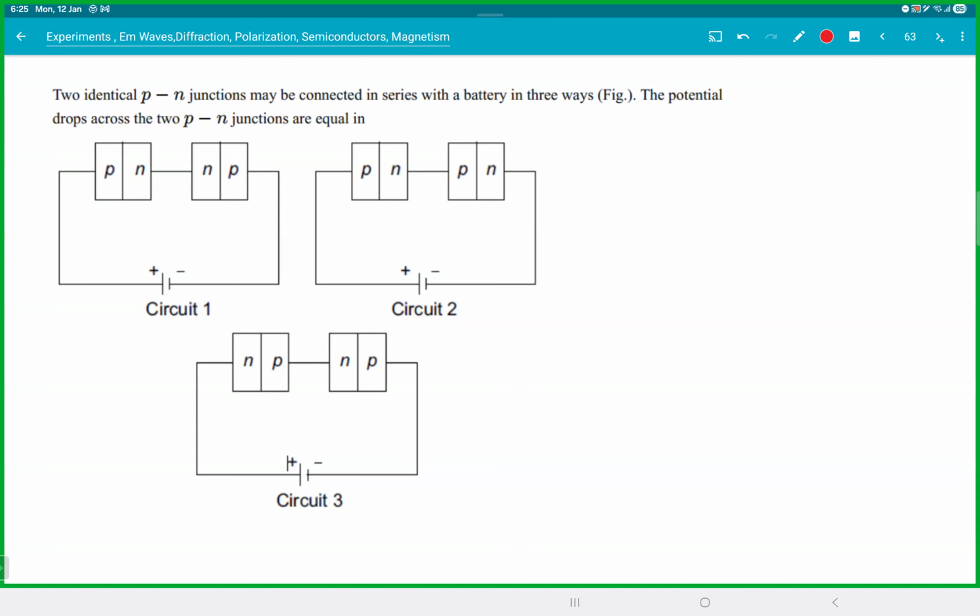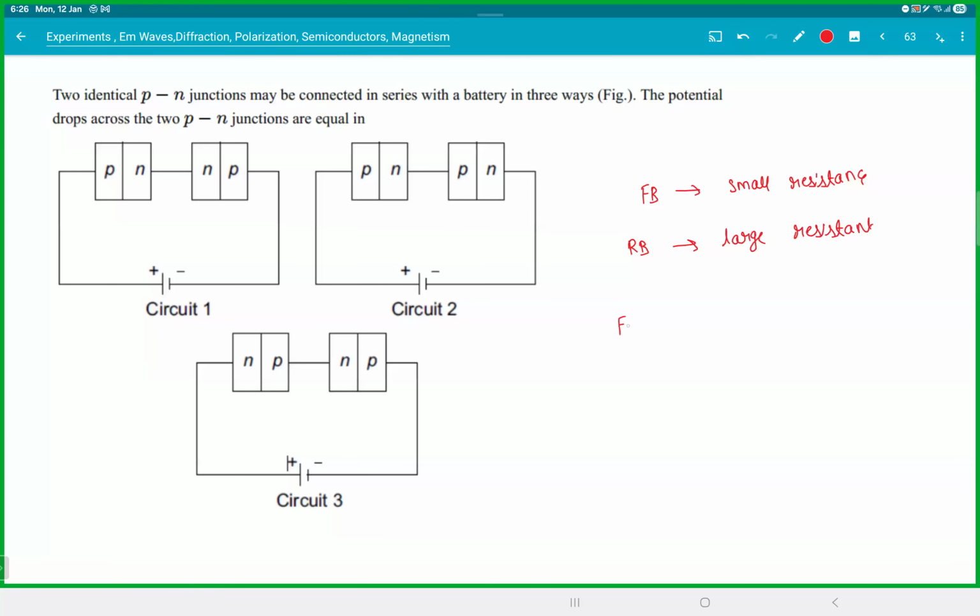See, when you're in forward bias, you have negligible resistance. Getting it? And we have a small resistance, almost negligible, but there is some resistance. When you're in reverse bias, it's a large resistance. So simply think of it like this. You will get equal potential when both have the same resistance.